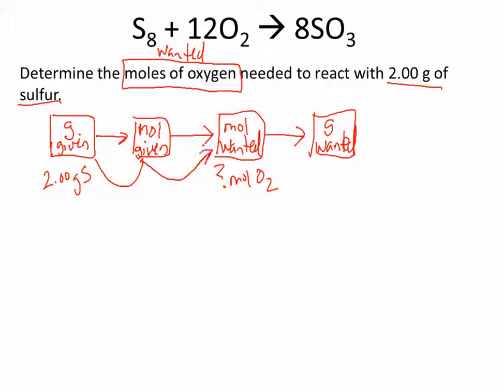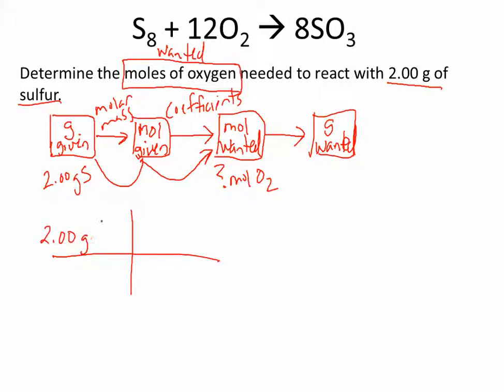So this is going to take 2 steps. And what do we use to go from grams to moles? Well, to go from grams to moles, we're going to use the molar mass of our given. And then to convert between moles, remember we use the coefficients. So this is what you need to know in order to do these problems. So let's make our first fence post. Whatever we're given always goes in the upper left. So we have 2 grams of sulfur.